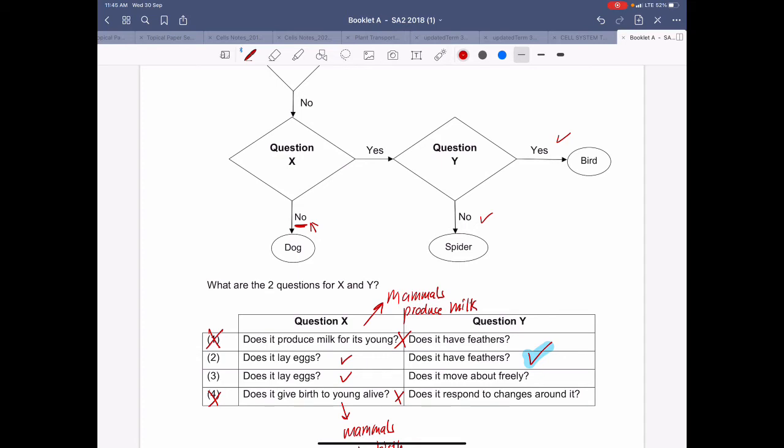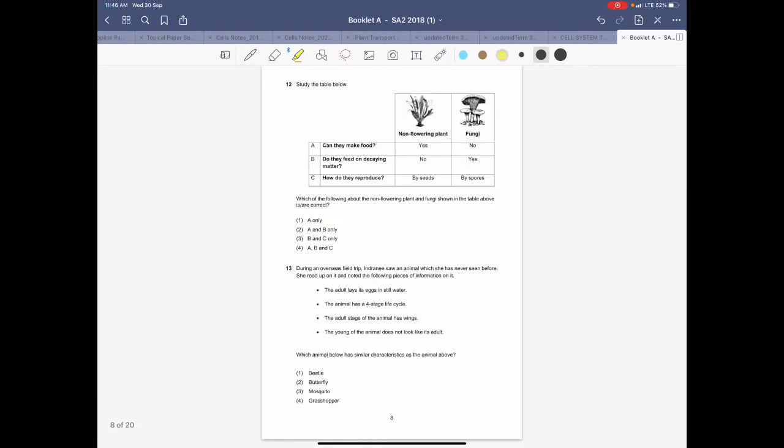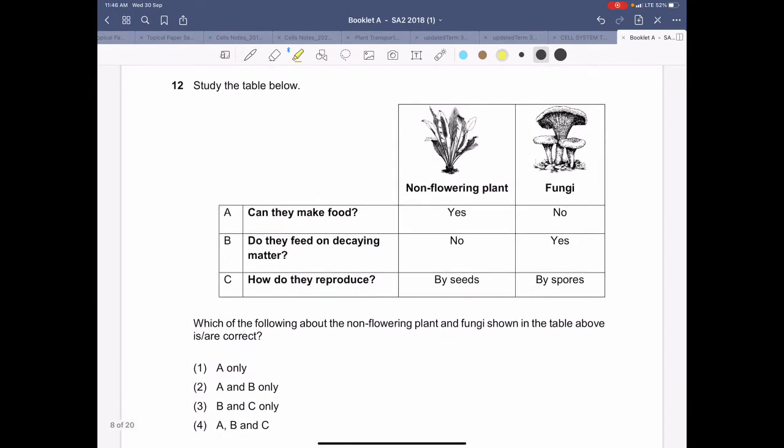So to make sure, I will look at option 3. Does it move about freely? Spider answer is no. Wrong, right? Spider can move freely on its own, no issue. So this is a wrong answer. They both can move around freely. So based on this, I know that for sure my answer is number 2. And I'm very certain of it. And that is how your MCQ questions are supposed to be done. You see how I have eliminated the answers like that. Next. Study the table below.